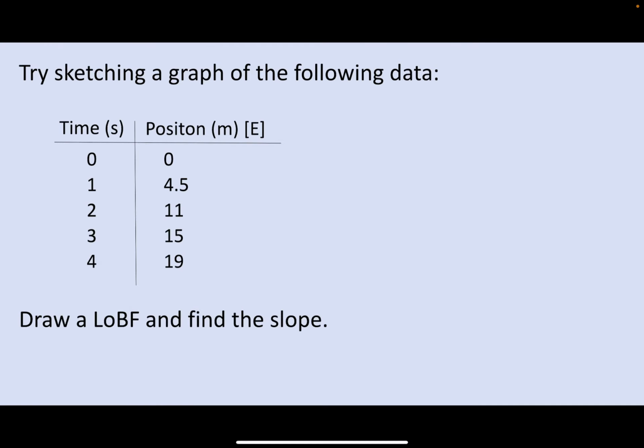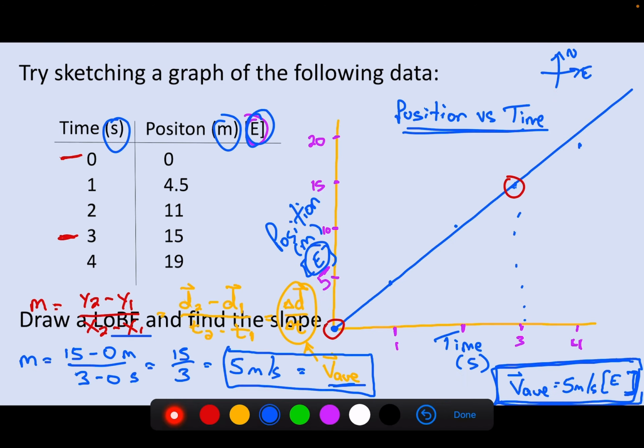I lost it. Anyways, hopefully you caught that. You can back up the video. There's our line of best fit. Oh, there it is back. Phew. There's our line of best fit and the slope. What did you just find? You just found average velocity.